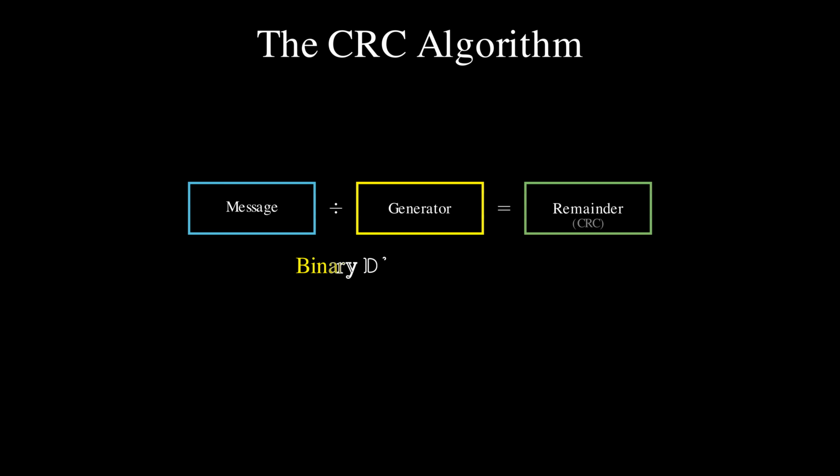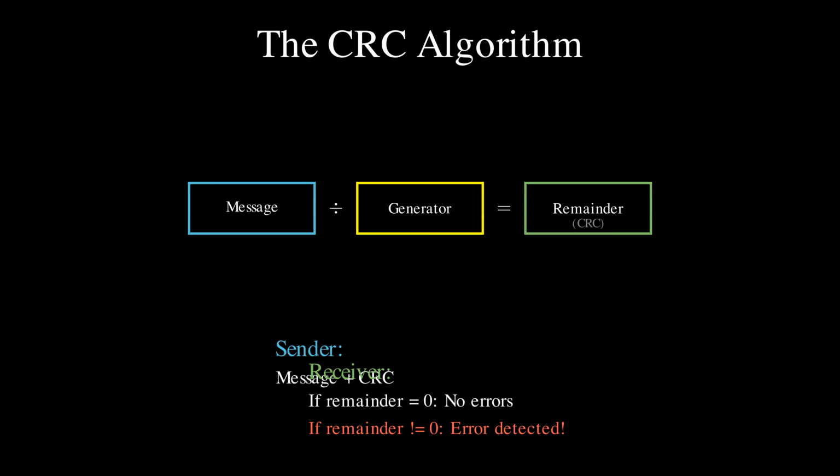The division uses XOR instead of regular subtraction. In binary, XOR is the same as addition without carrying. The sender appends the CRC to the message. The receiver divides the entire received data by the generator. If the remainder is 0, no errors were detected. Let's see the polynomial division process step by step.